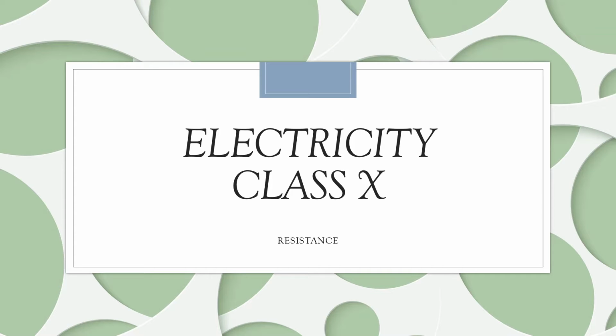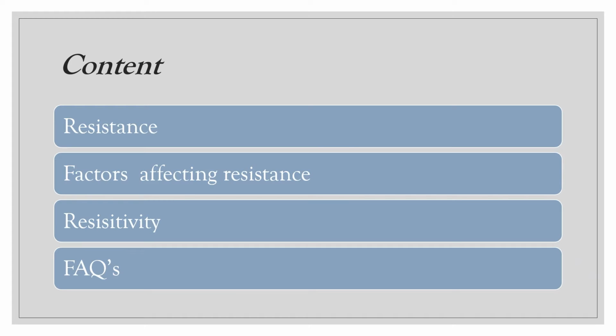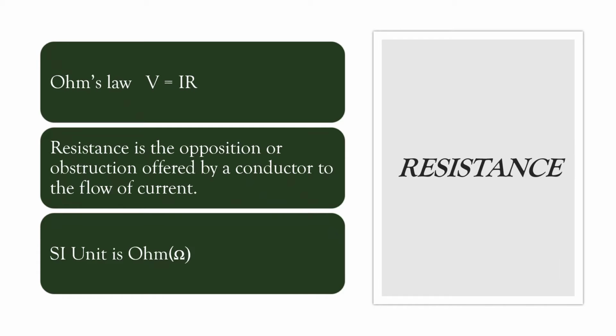Class 10th, Chapter Electricity, Topic Resistance. From the statement of Ohm's law, V equal to IR, we got a constant R which we called the resistance. Now let us try to understand what we mean by this resistance and what its significance is.